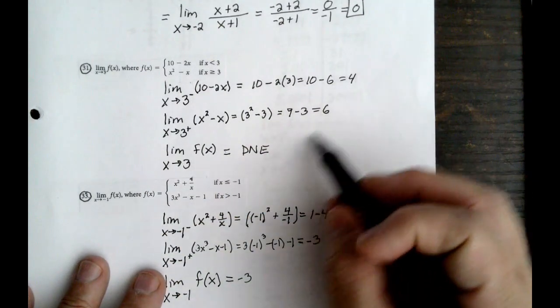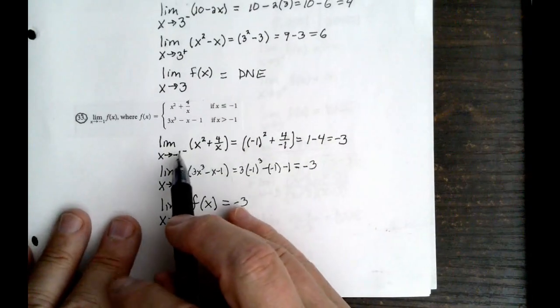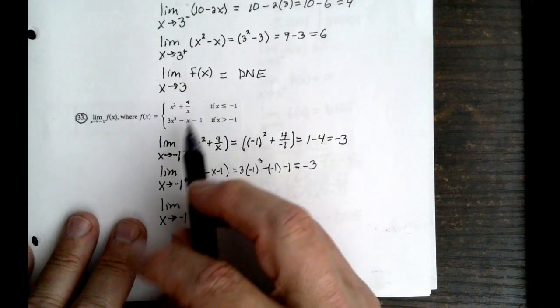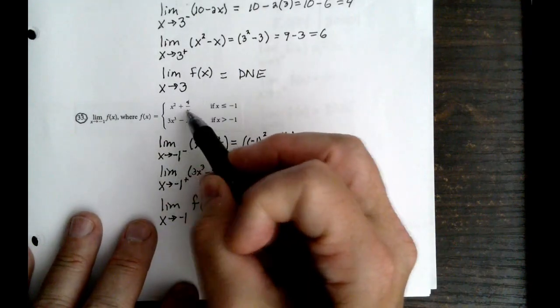Since they do not agree, we say the limit does not exist. Now with this one we're looking at minus 1, so minus 1 from the left, this is x squared plus 4 over x. It's kind of hard to read.